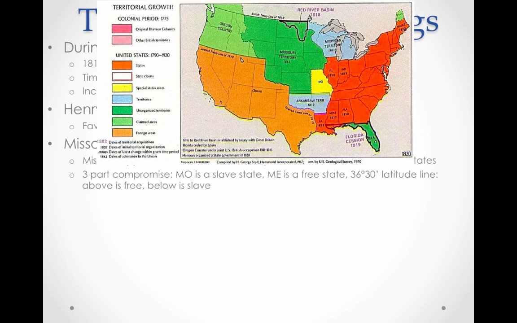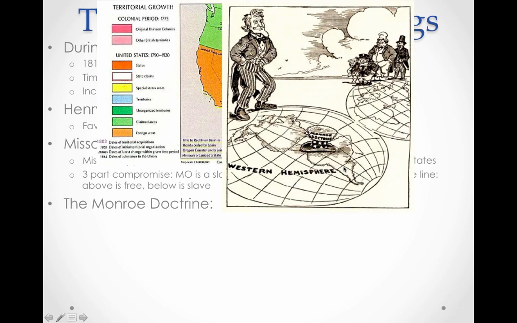Maine would become a free state, and then at the 36°30′ latitude line, above would be free, and below would be slave. So Mr. Norris is showing us right here where the 36°30′ line is. So, Mr. Lawrence, all this area in green up here, what would this be when they became states, according to the Missouri Compromise? According to the Missouri Compromise, they would become free. And these would become? Slave. Slave, there you go.